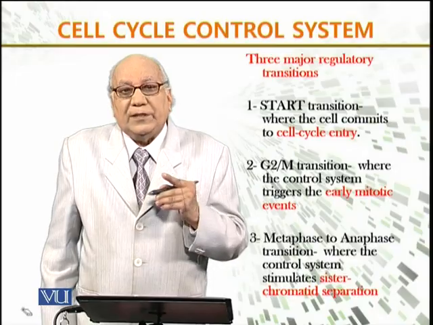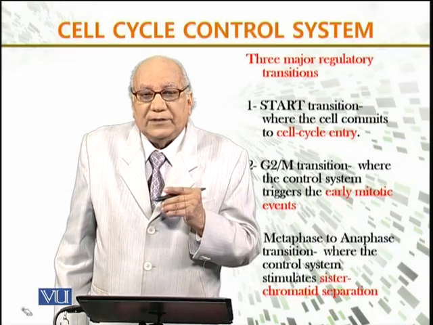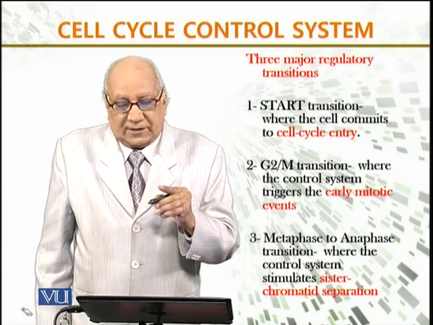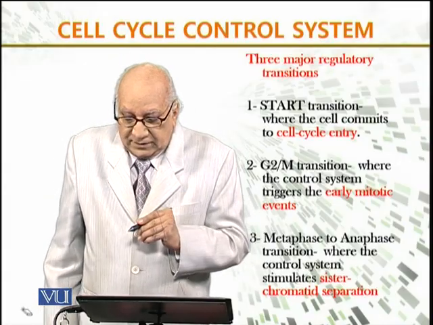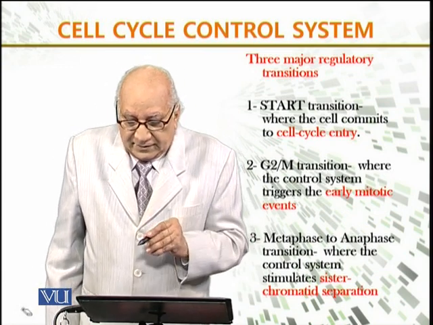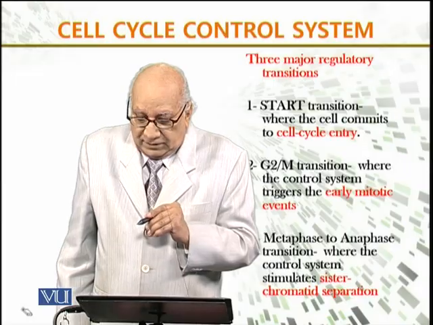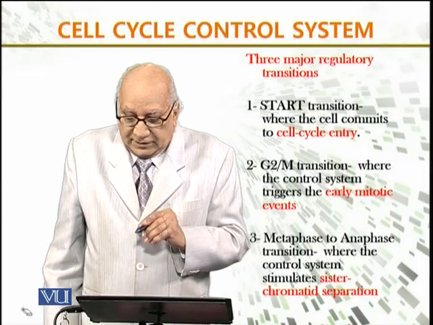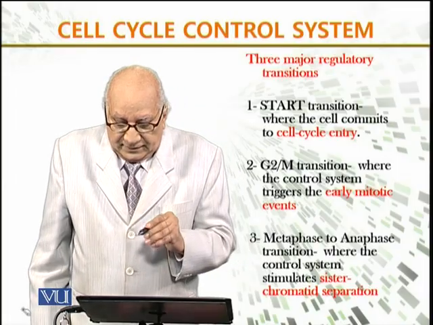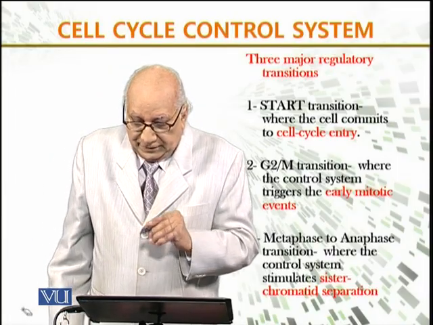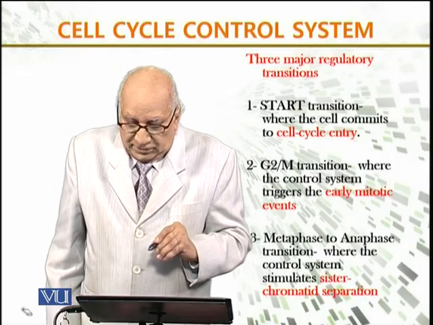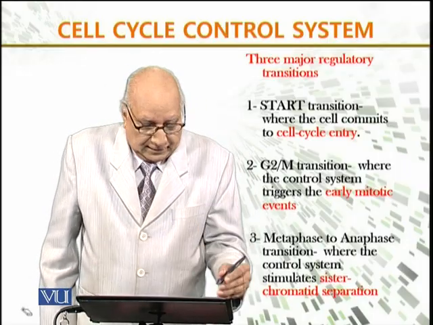Three major regulatory transitions during the cell control system are: number one is the start transition, where the cell commits to cell cycle entry. Then the G2 to M transition, where the control system triggers the early mitotic events. And then there is the metaphase to anaphase transition, where the control system stimulates the sister chromatid separation.